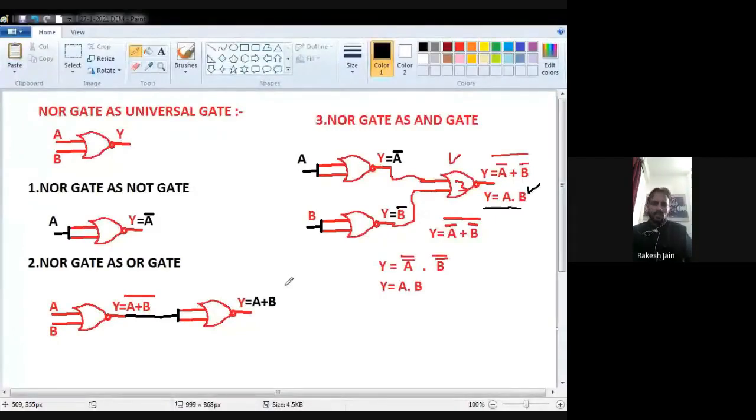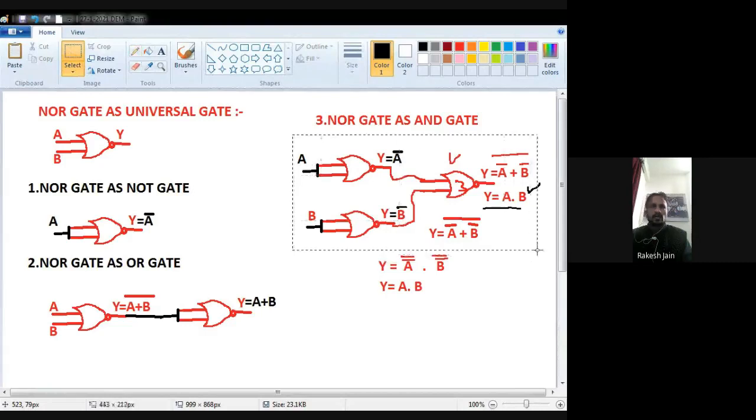If we use three NOR gates in which the first NOR gate and second NOR gate behave as NOT gates with inputs A and B, the outputs will be A bar and B bar respectively, and then they will behave as the inputs of the third NOR gate. Then the final output will show you the equation of an AND gate. So this circuitry is known as NOR gate as an AND gate.